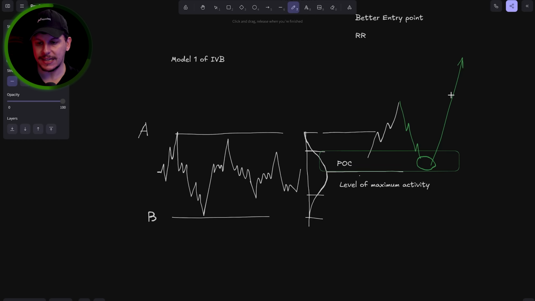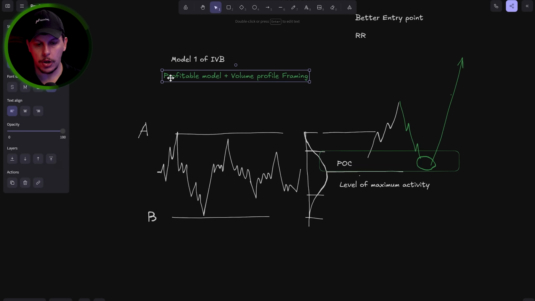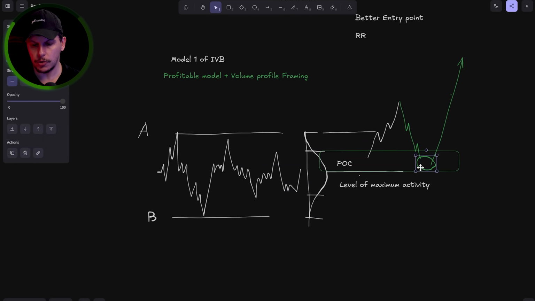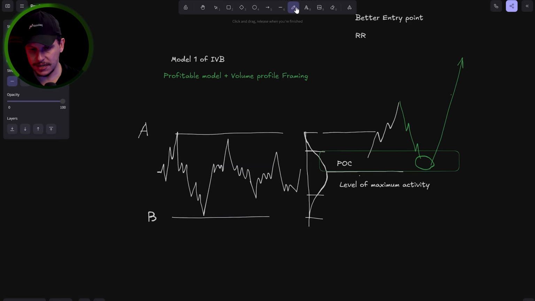So this is a really sensitive confirmation from the volume profile. So we have a profitable model plus the volume profile framing, okay? And this is for location. This is letting you understand the direction and also the potential location of the sensitive area. Why is this interesting?